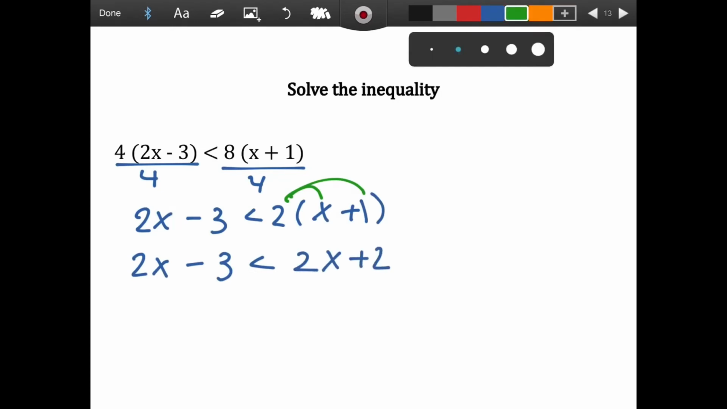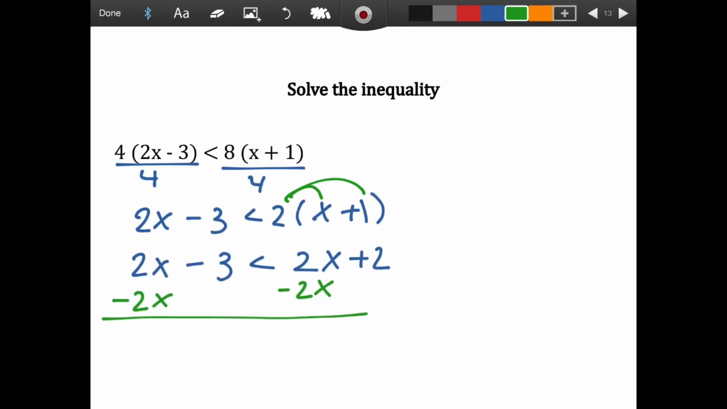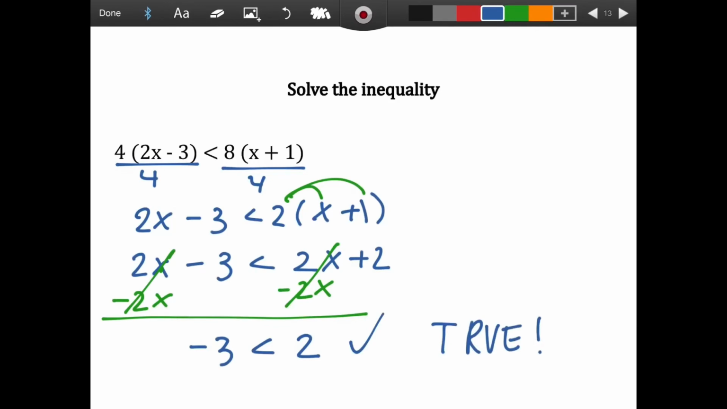Next, we're going to move our variables to the same side of the inequality symbol. So subtract 2x from both sides, and all of our variables cancel out. When we do that, we're left with negative 3 is less than positive 2. This is a true inequality, which means our solution is going to be all real numbers again. So the only way that you can get all real numbers or no solution is when your variables cancel out.